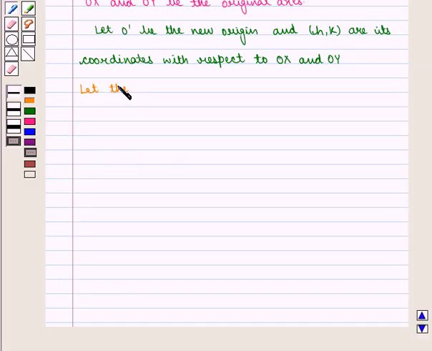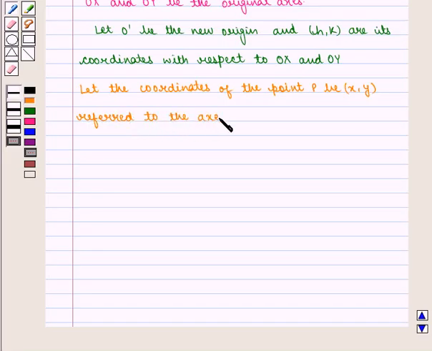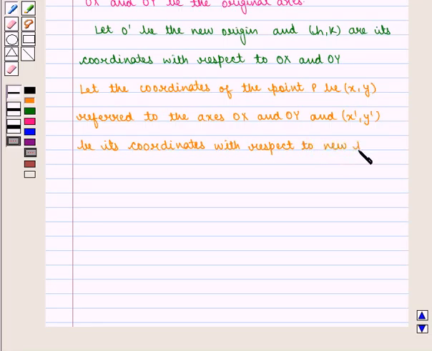Let the coordinates of the point P be X, Y with reference to the axis OX and OY, and X dash, Y dash be its coordinates with respect to the new pair of axes O dash X dash and O dash Y dash.